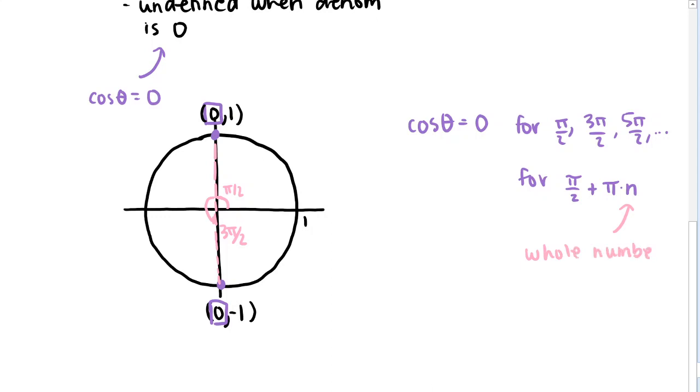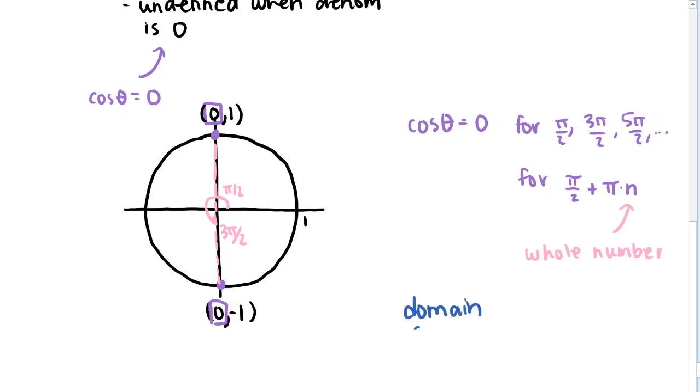Right, a whole number of multiples of pi added on to pi over 2 will make our cosine value, cosine of that angle, equal to 0. In other words, it's going to make the denominator of sine of theta over cosine of theta equal to 0. And that's going to mean that tangent is undefined for such an angle. And so here, these are the angles that make the denominator equal to 0 for tangent of theta.